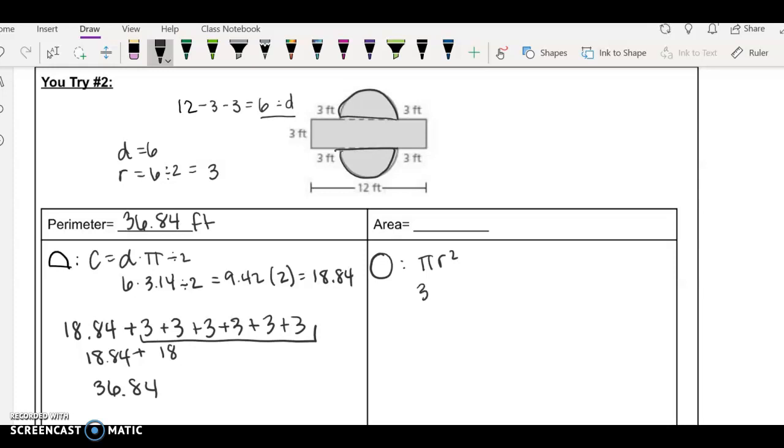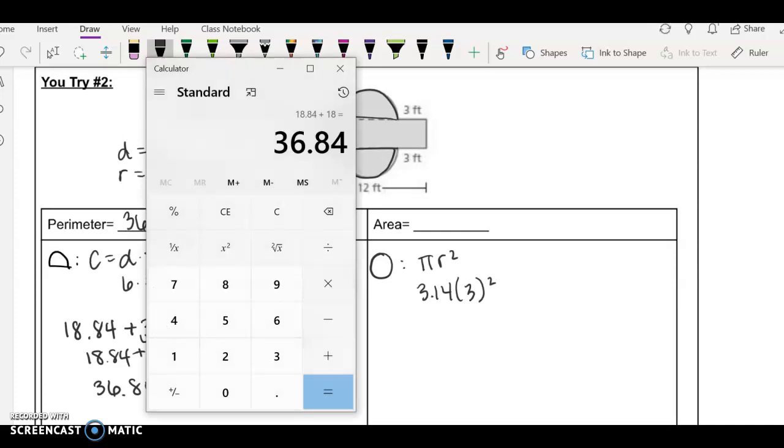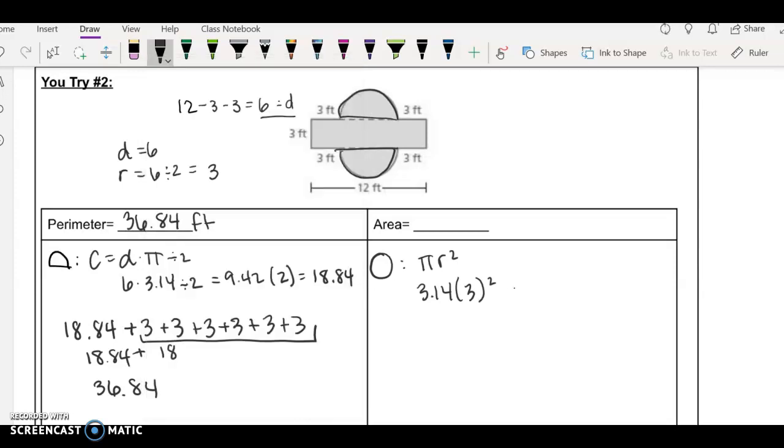So I'm going to do 3.14 times 3 squared. So 3 times 3 is 9 times 3.14. But just to show you on the calculator how to use that squared button, we have 3.14 times 3 squared, which is 9, equals 28 26 hundredths.